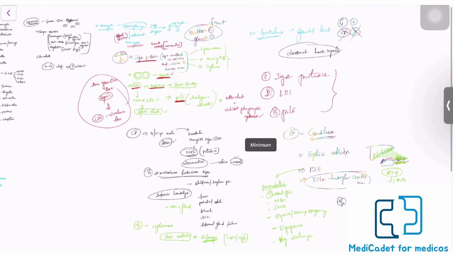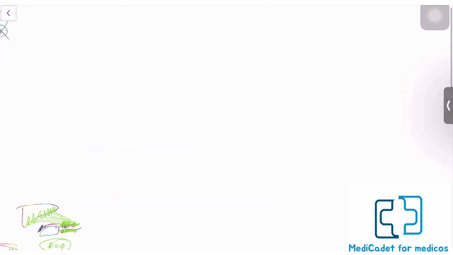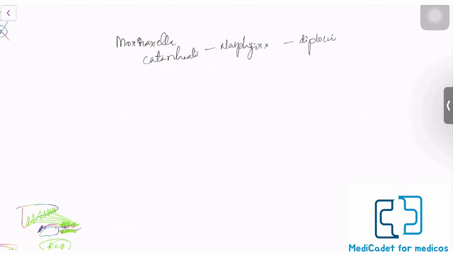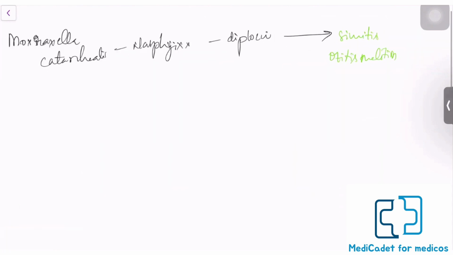Okay. Then the third bug that I'll be talking about among the gram-negative cocci would be Moraxella catarrhalis. This is present in the nasopharynx. It is a diplococci, same as Neisseria. Since it's in the nasopharynx, it will cause sinusitis, otitis media, all the things that could affect the nasopharynx. Or it can go to the lungs and cause bronchitis.